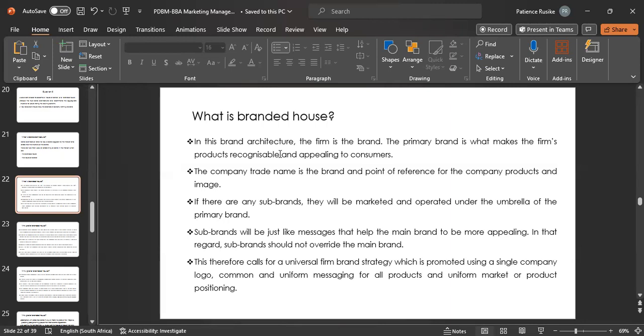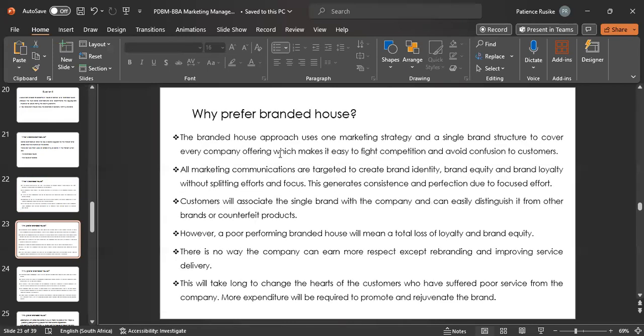So that's a branded house. It is a single brand which is applying to as many products as possible. Maybe explaining that's the definition of branded house in a very simple way, right? We'll talk about the house of brands, which is the opposite. But then let's discuss a bit about the branded house, right?